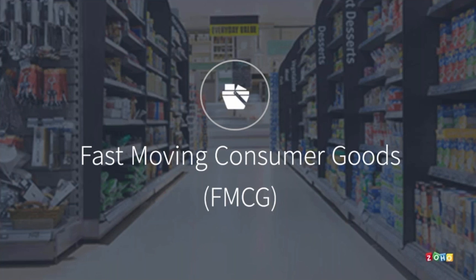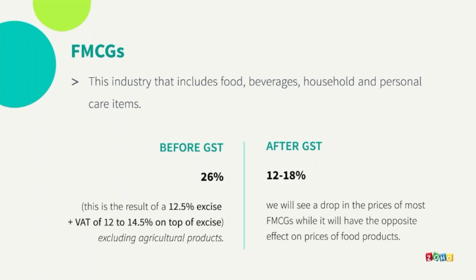With that, we are now looking at the next industry in the picture, that is the fast moving consumer goods or FMCGs. If you take a look at this industry, it includes food, beverages, household and personal care items. For this particular industry, the items that are prevalent here are currently liable to a total tax of greater than or equal to 26%. This is because of putting together the excise duty, VAT, and so on, except on agricultural products.